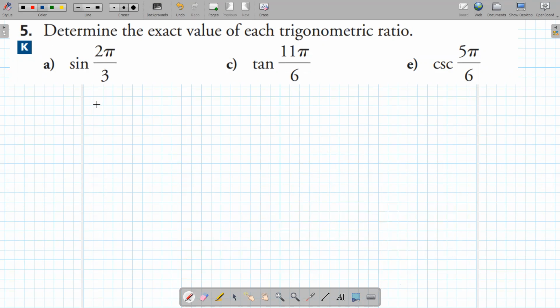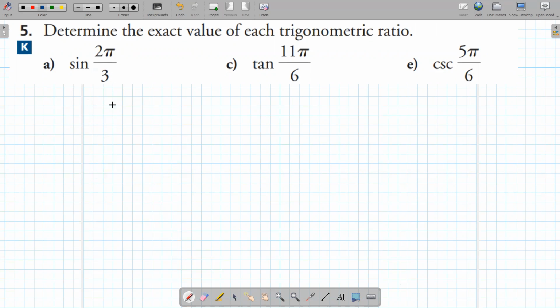Sine of 2 pi over 3, which quadrant? First quadrant, right? So what's the related acute angle? Oh, it's not first, it's second quadrant. Yeah. What's the related acute angle? 60. Uh, 30. No, pi over 3, right? Tell it to me in terms of radians. Pi over 3.